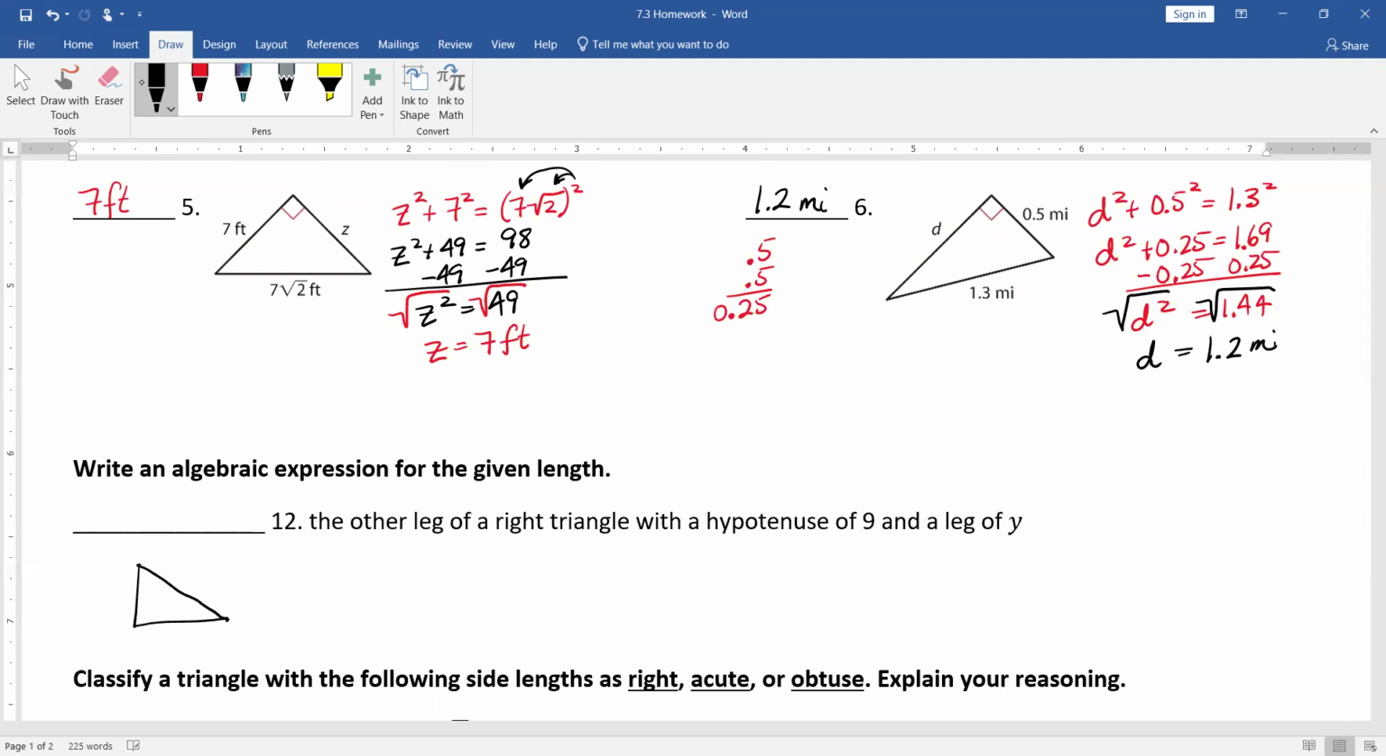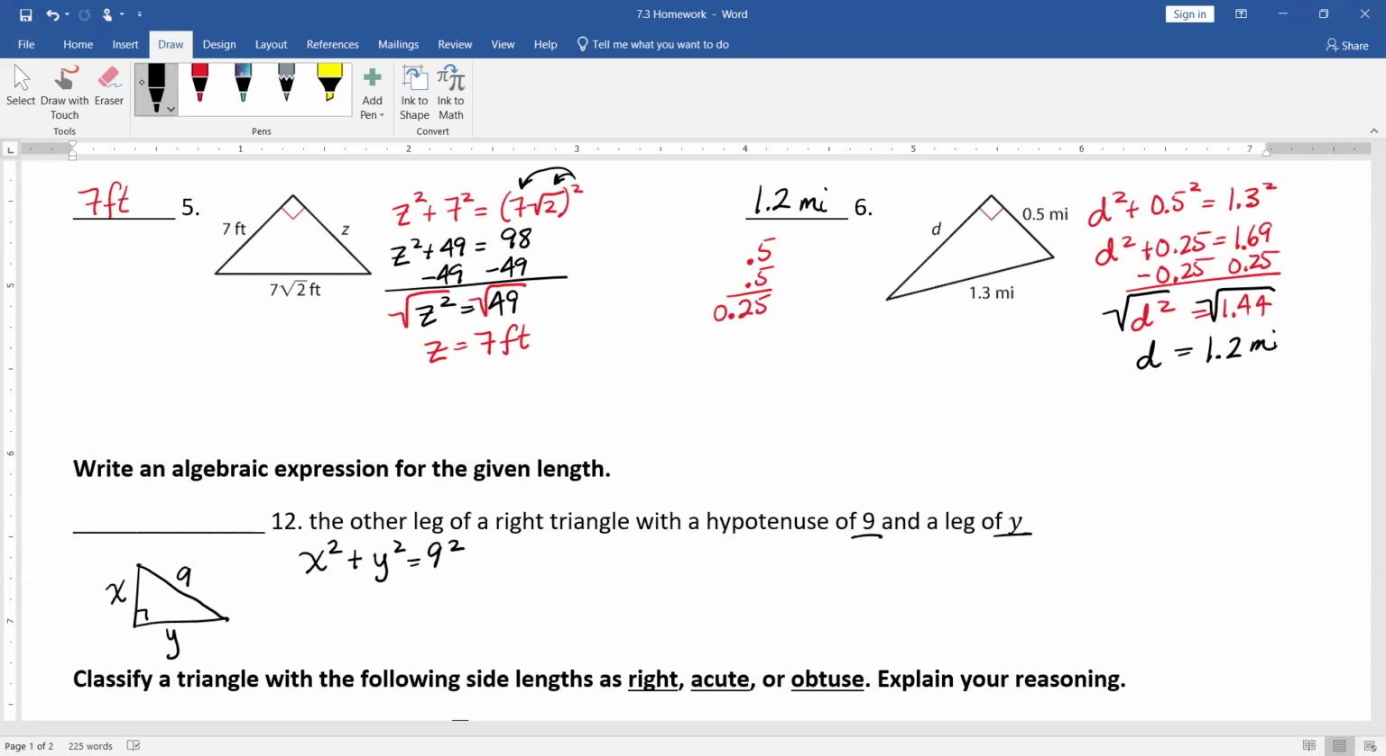So I'm going to go ahead. My hypotenuse is 9. I'm going to use x for my unknown. This is my unknown leg. And then y is the one that they gave me. So I know one is y, the other one is 9. So we're going to solve for x. So we would write this in the base formula as x squared plus y squared equals 9 squared.